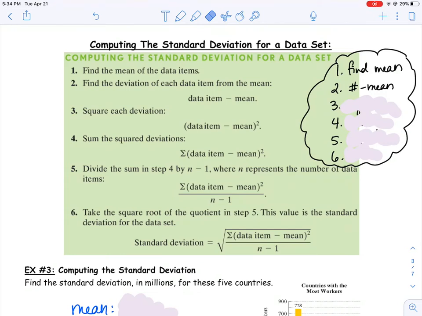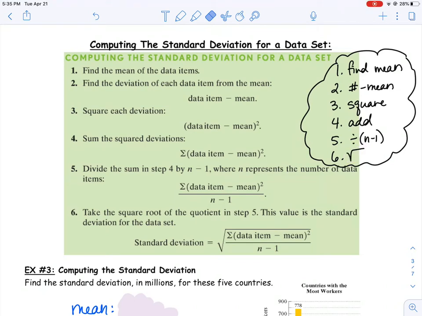I'm then going to take each of those numbers and square it. I'm then going to take those answers and add them together. I'm going to divide by n minus 1, however many items I have, but minus 1. So if there were 5 countries, I'd really divide by 4. If I had 8 data items, I'd really divide by 7. I'm going to take that answer and then square root it.